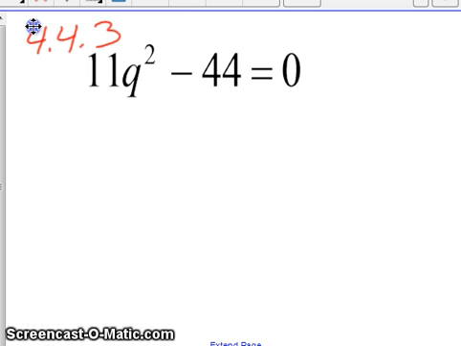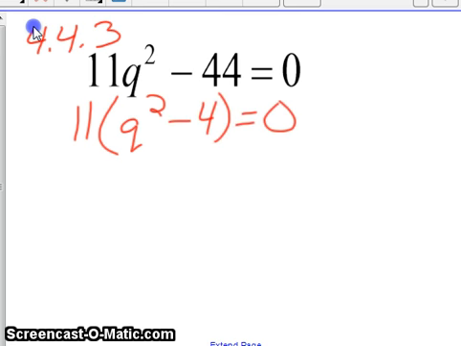Okay, so step 1, set the equation equal to 0. It's already done. Step 2 is factor. What should I do? Good. The GCF is 11. Very nice. Let's GCF in 11. So I have q squared divided by 11 gives me q squared, right. Negative 44 divided by 11 is negative 4. Now what?